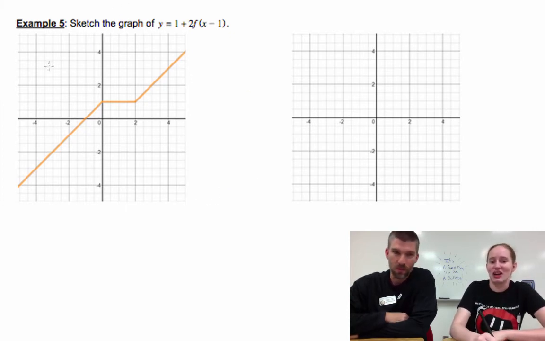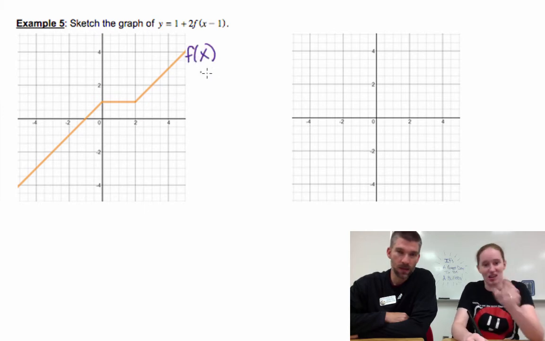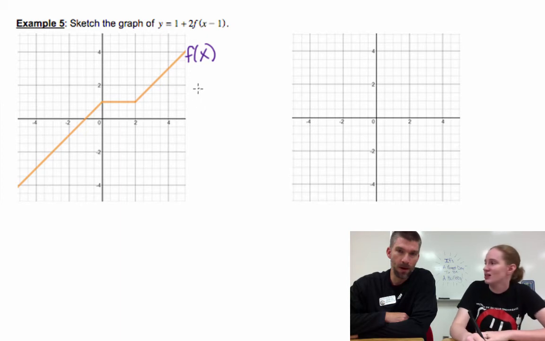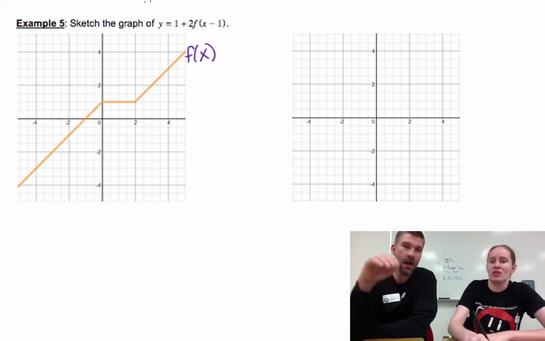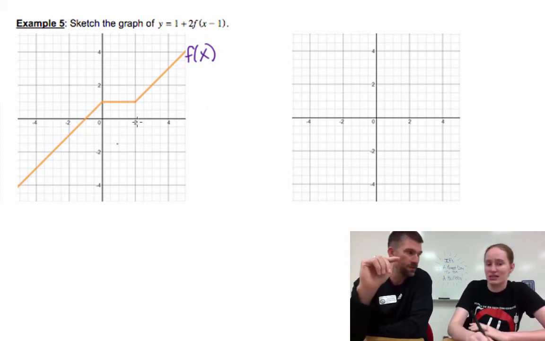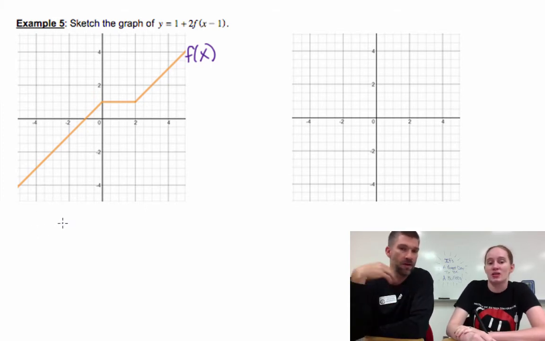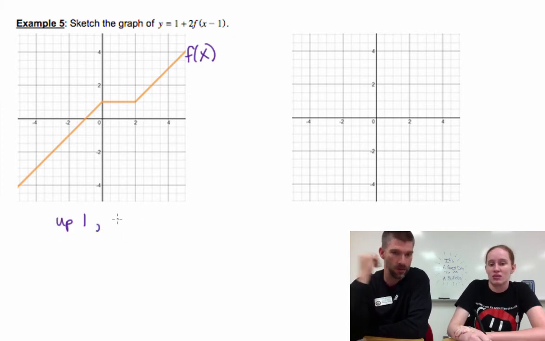So we're going to sketch the graph. This graph right here is f of x, by the way. That graph is f of x. We are going to sketch on our own graph the graph of 1 plus 2 times f of x minus 1. All right, I can tell right now the easiest 2 things for me to see: we're going to raise that whole graph up 1 unit, and we're going to slide that whole graph to the right 1 unit.